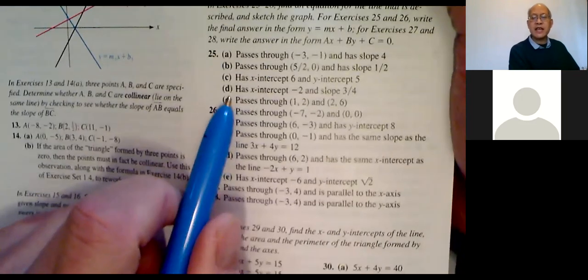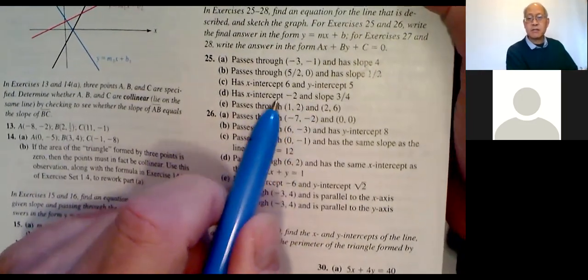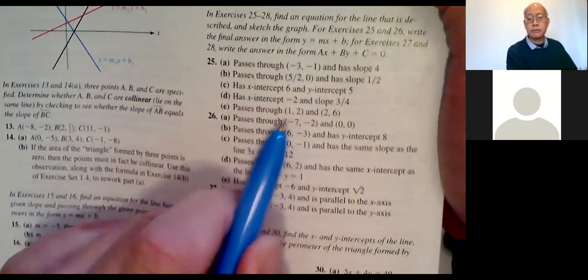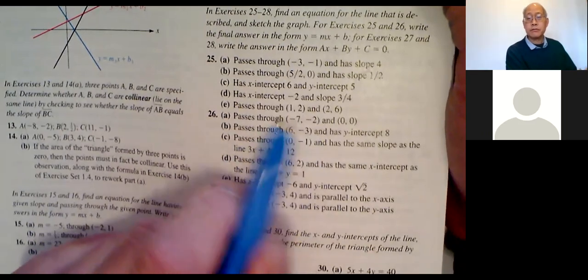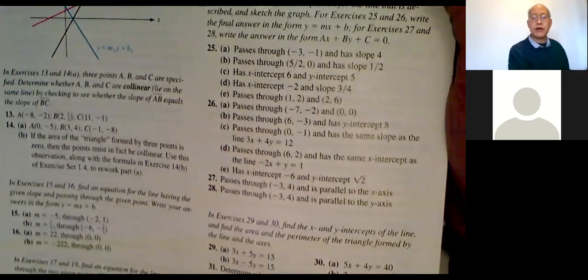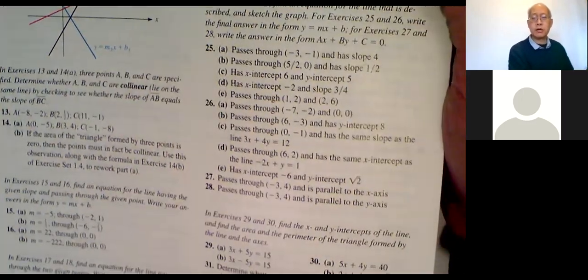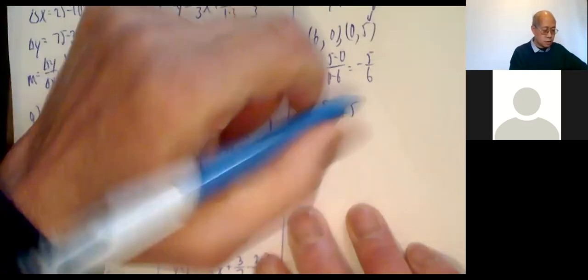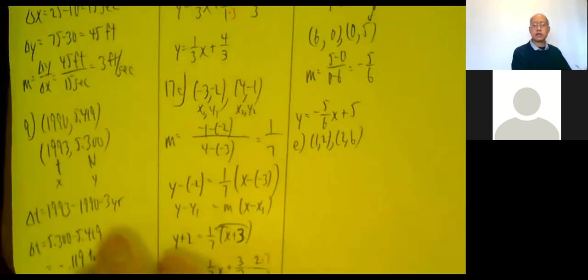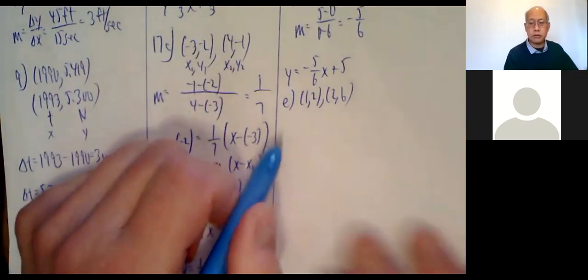So 25D and E, they give you a point and a slope. Here they give you 2 points. Okay, so that's something we've done before. I'll do E for you. So that's a point and slope. So if I do E, you should be able to do D because it's similar. So (1, 2) and (2, 6). 25E, passing through (1, 2) and (2, 6). Okay, so there's a line that passes through (1, 2) and (2, 6). Sorry, paper tends to curl on me, so I have to stop and uncurl it. Find the equation of a line that goes through those 2 points.